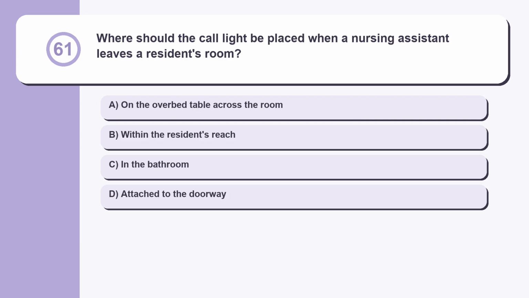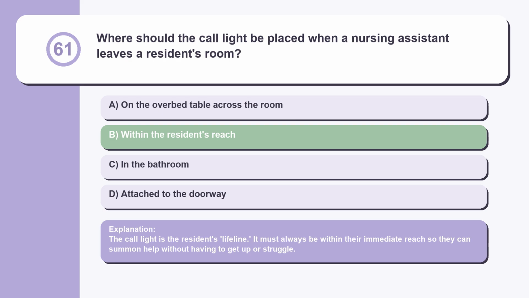Question 61. Where should the call light be placed when a nursing assistant leaves a resident's room? On the overbed table across the room, within the resident's reach, in the bathroom, attached to the doorway. The call light is the resident's lifeline. It must always be within their immediate reach so they can summon help without having to get up or struggle.